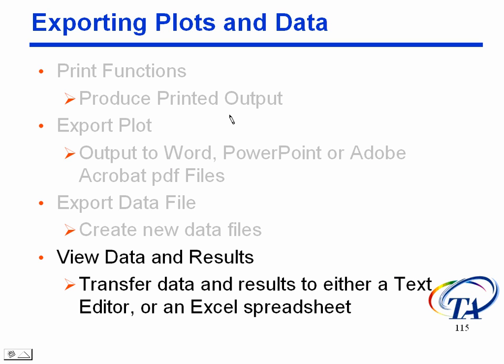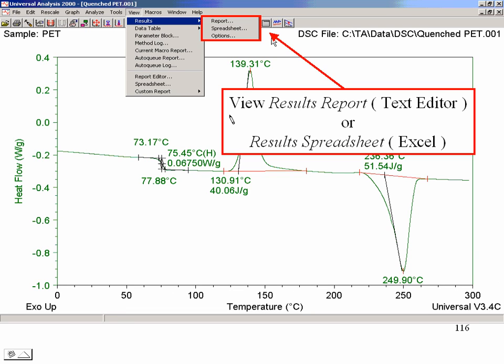Now, you can also transfer data to either a text editor or an Excel spreadsheet. It's really pretty handy. So you can say view results, and you can say view results report or view results spreadsheet. There's also view results options, which controls what results get viewed.